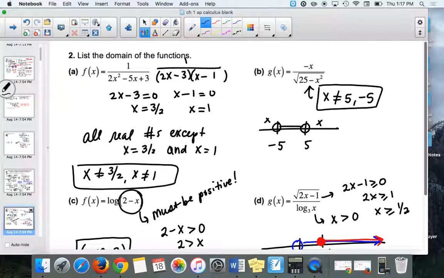Yeah, so it's in between here, and it cannot include the 5 and the negative 5. So the answer should actually be, instead of this, parentheses negative 5 to 5, like that. Thank you, Cyro. I'm still on summer mind as well.